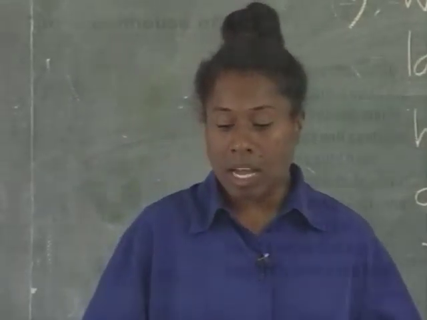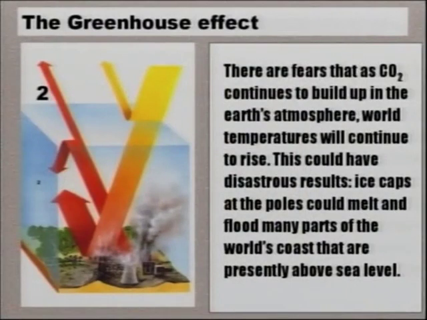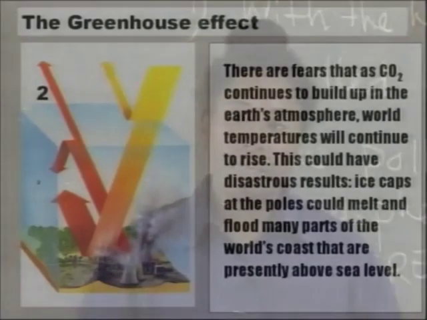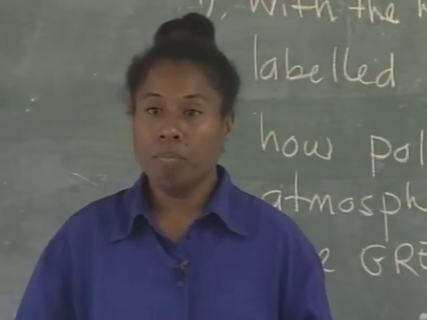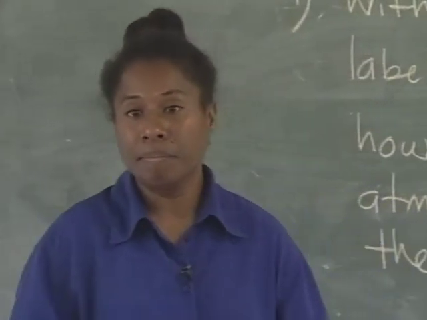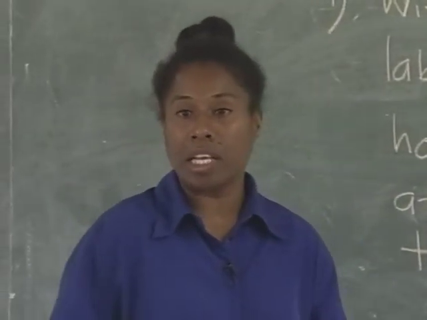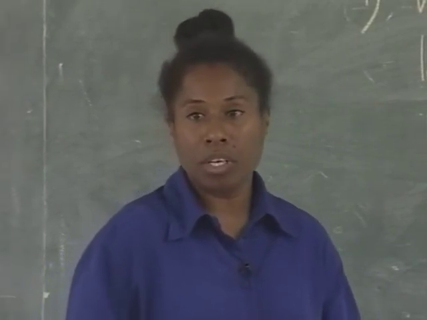There are fears that if carbon dioxide continues to build up in the Earth's atmosphere, temperatures will continue to rise. This could have disastrous results, and some of those would be ice caps at the poles could melt, and flood many parts of the world's coast that are presently above sea level. In other words, more carbon dioxide into the atmosphere, ice in the North and the South Pole could melt, resulting then in more water put into the oceans, a rise in sea level. Low-lying areas, especially in the coastal regions, can become drowned as a result of the rise in sea levels.